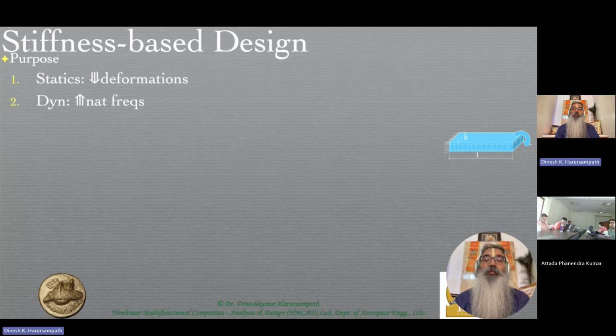Once you have a stiffness-based design which is done appropriately, those arrows that you see over there refer to a very large reduction if it is going downwards, or a very large increase if it's going upwards, right? So here in statics, we want the deformations to be as small as possible. That's why the arrow is downward. Whereas in dynamics, the goal is to keep your natural frequencies as high as possible.